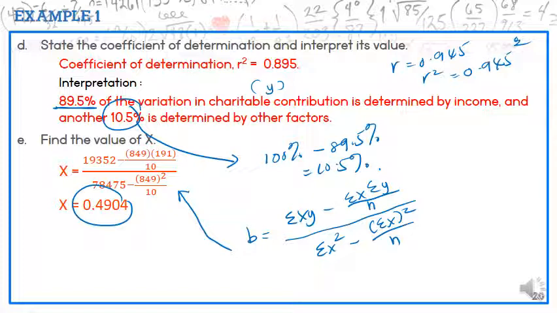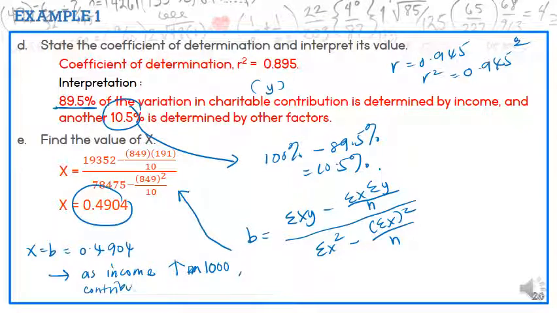Okay. If dia suruh you interpret X, so X ini sebenarnya your B is 0.4904. So macam mana nak interpret? As income increase by 1,000 ringgit, your charitable contribution will increase by 49.04 ringgit.